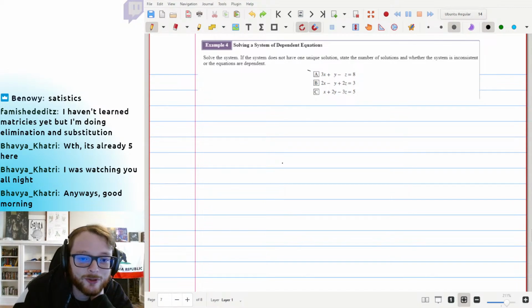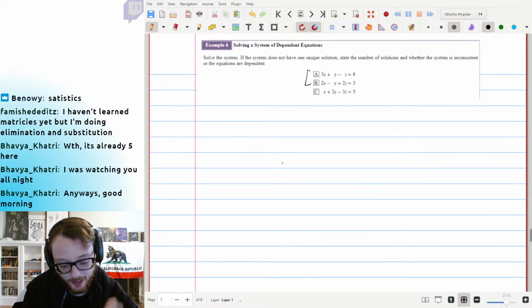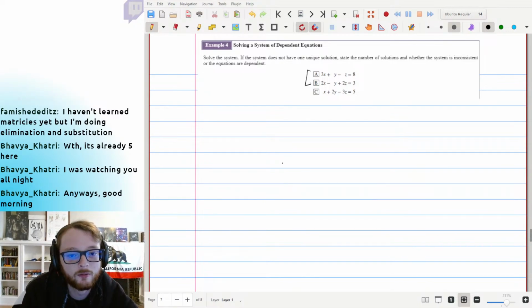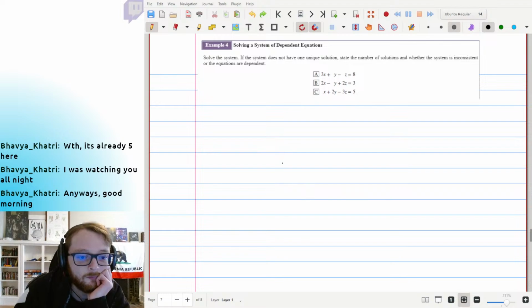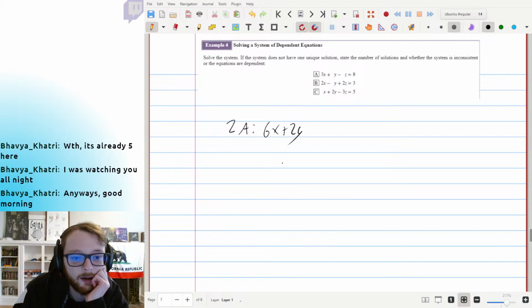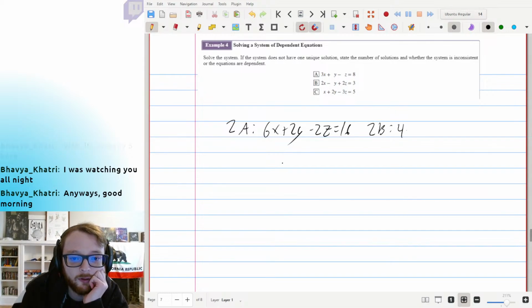I'm going to take equations A and B and multiply them each through by 2. So that way we can get all the y's on the same page. So if we do 2 times A, we end up with 6x plus 2y minus 2z equals 16. And if we do 2 times B, we get 4x minus 2y plus 4z equals 6.